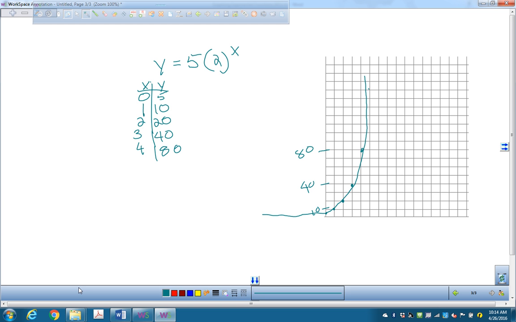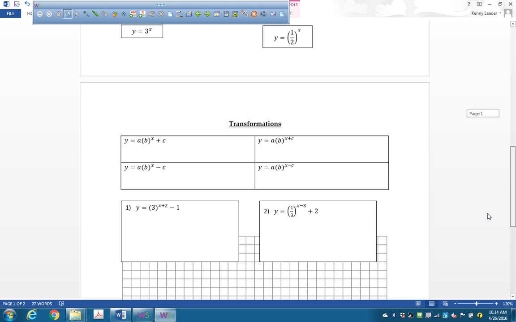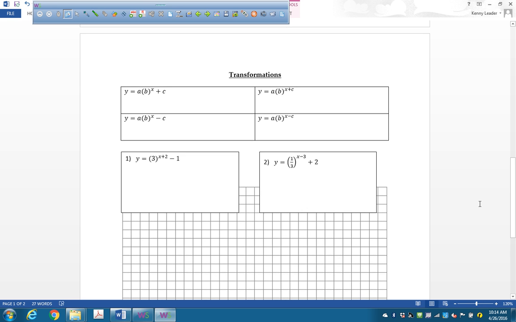Can I flip over onto the back side now? Okay. I just want to tell you some rules about how you shift these things around. So that's the back side of this handout. Okay. And y equals a to the x plus c.